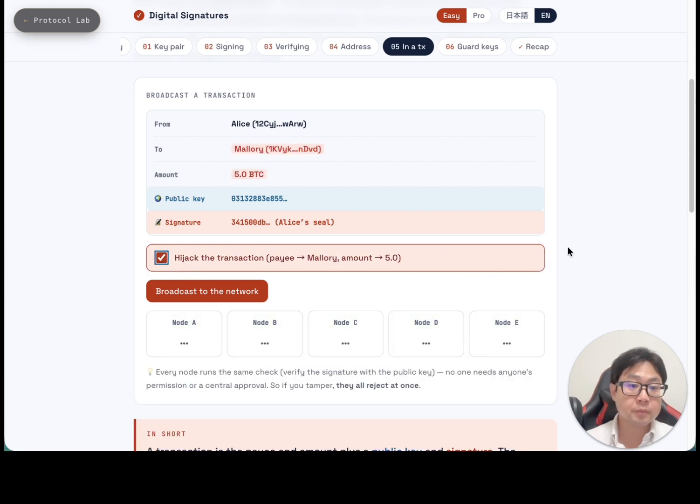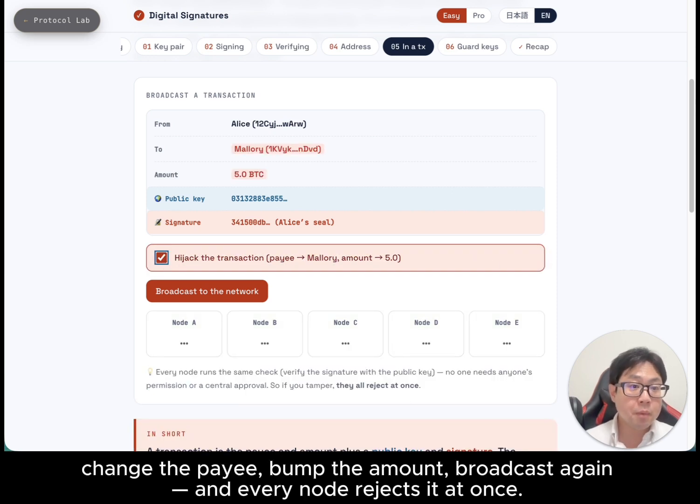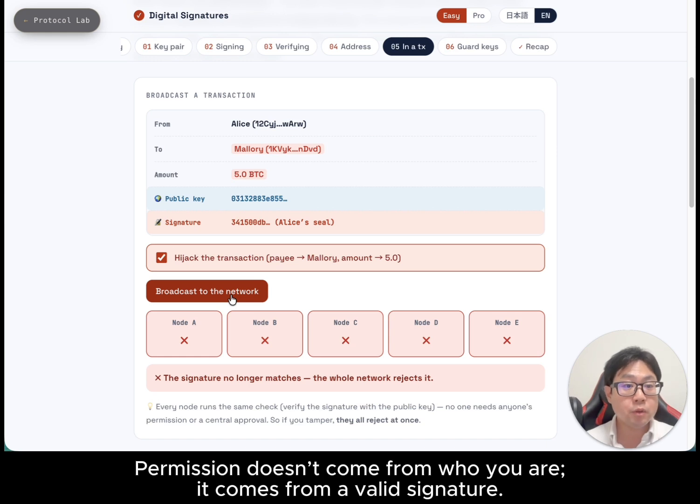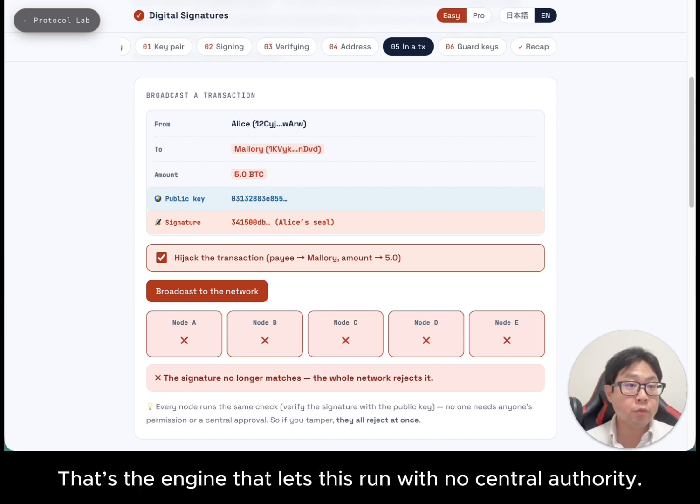Now let's try a hijack. Like this. Change the payee, bump the amount, and broadcast again. And every node rejects it at once. Permission doesn't come from who you are. It comes from a valid signature. That's the engine that lets this run with no central authority.